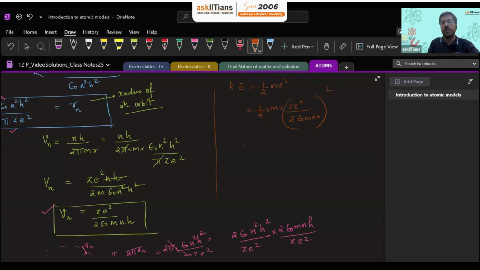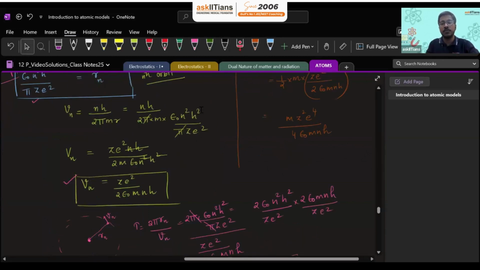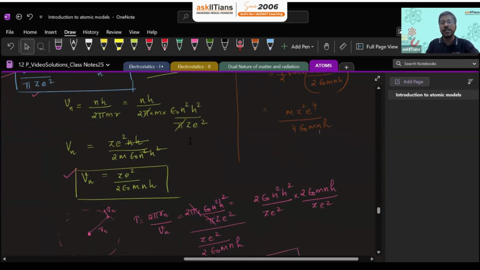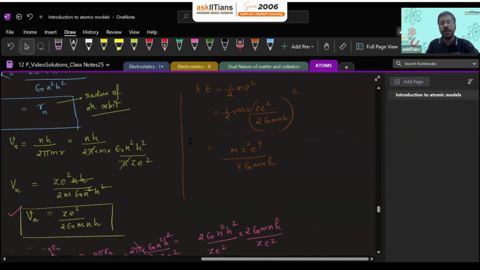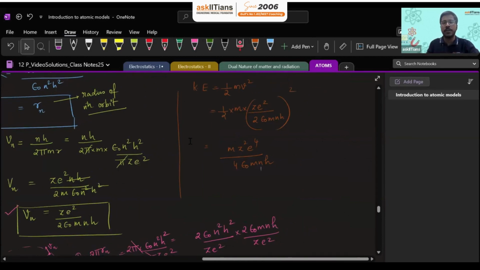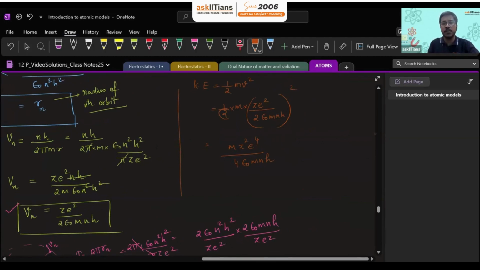So this is m z square e raised to 4 by 4 epsilon naught m n h. Okay, this is the expression for kinetic energy. And sorry, there is a 2 here as well. So this will be 8 epsilon naught mnh.